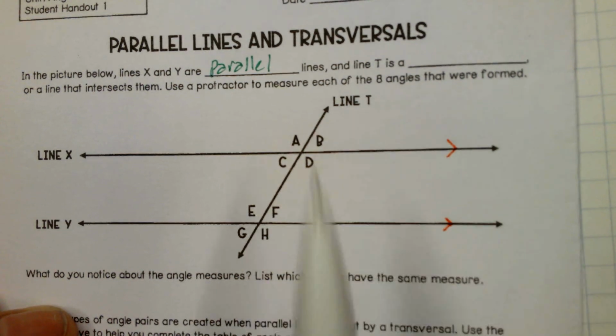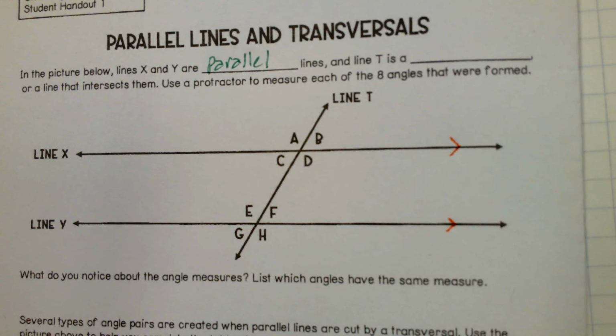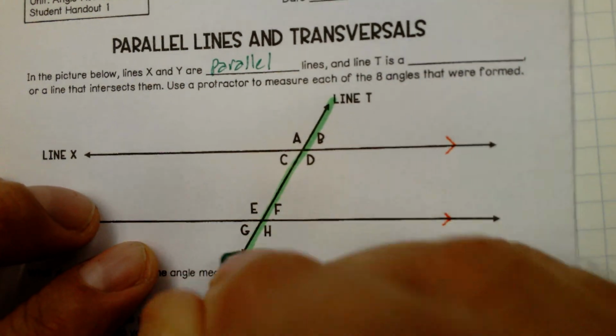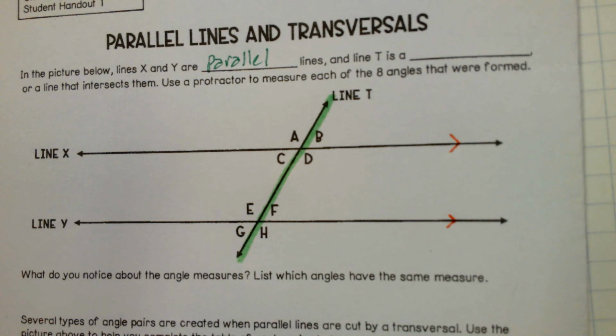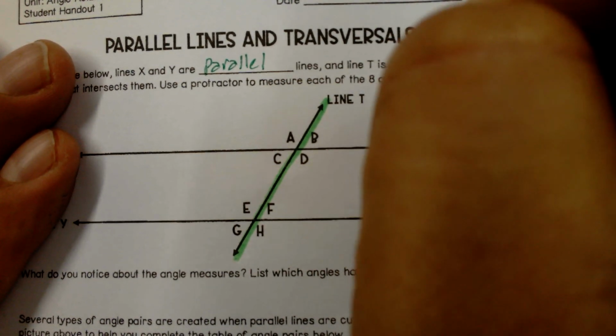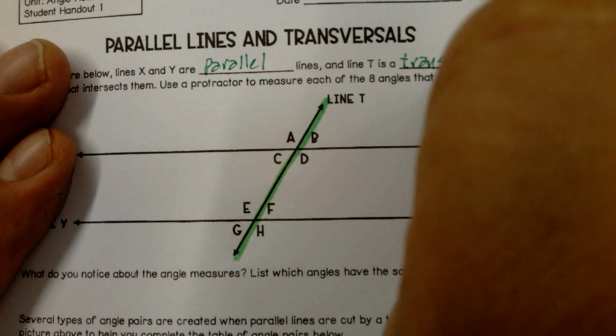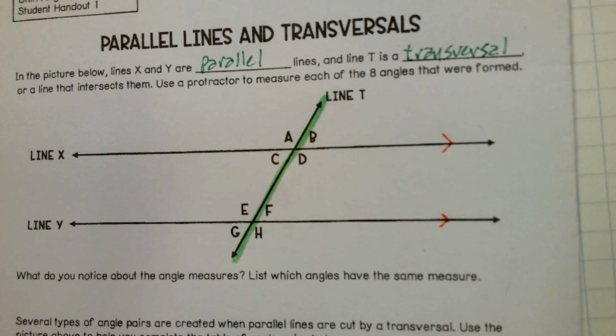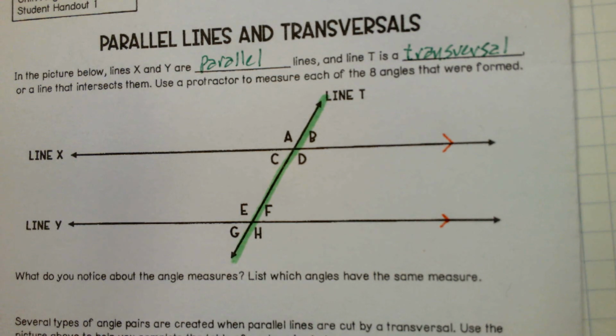And line T, this is line T. This is a special line, so I'm going to highlight it in green here. Line T here is a transversal. So we spell that trans-versal. A transversal, or a line that intersects them. So a transversal is just a line that cuts through and intersects two or more parallel lines.